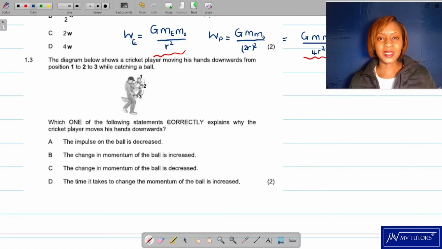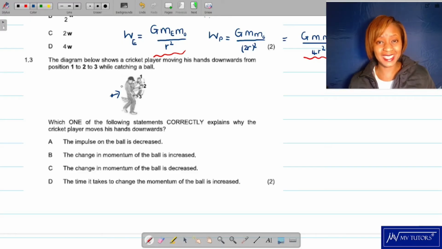So the time it takes for the landing will be longer on a sponge than it is on a hard surface. Why? We want to reduce the impact of the force. So the cricketer here, if he catches that ball and he kept his hands still, the force that ball is coming with is going to be high and it's going to hurt him.